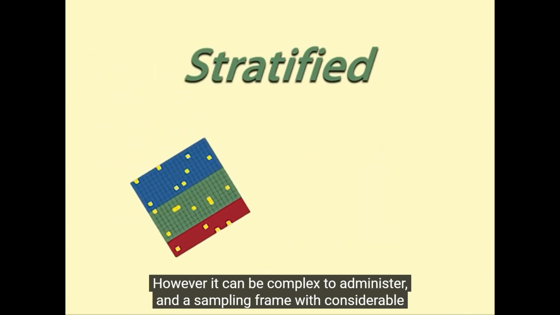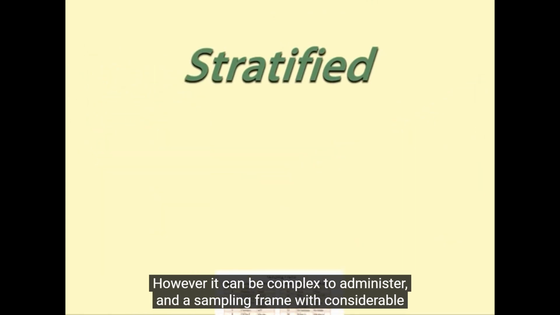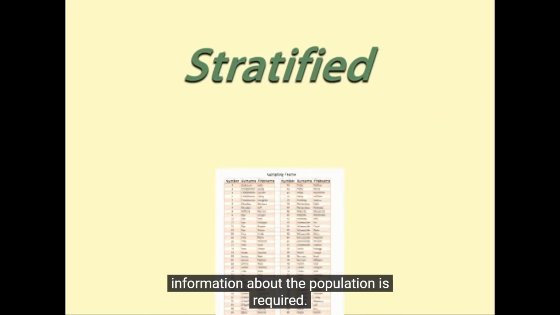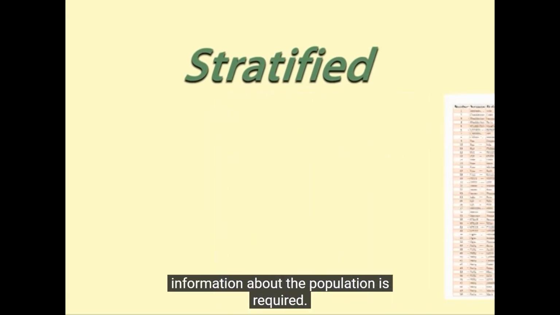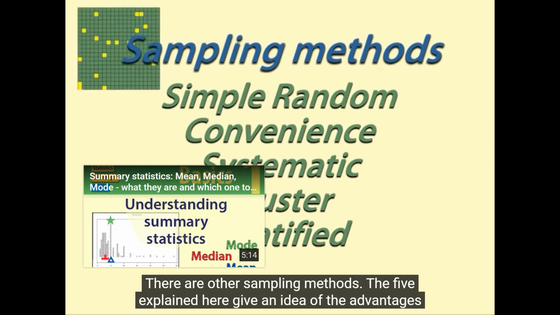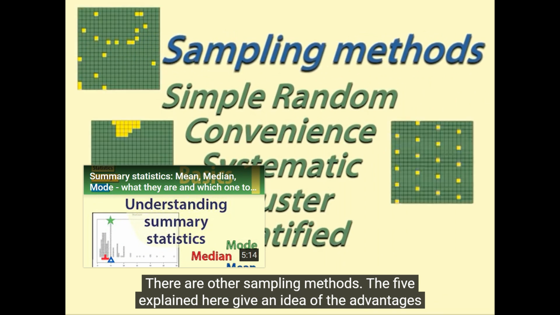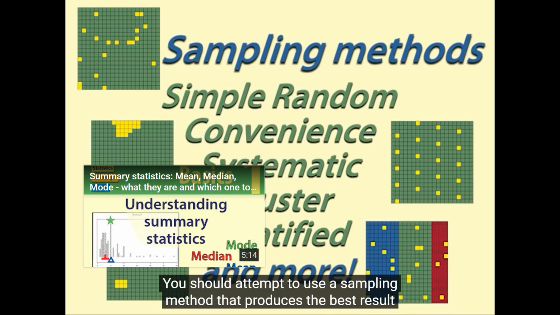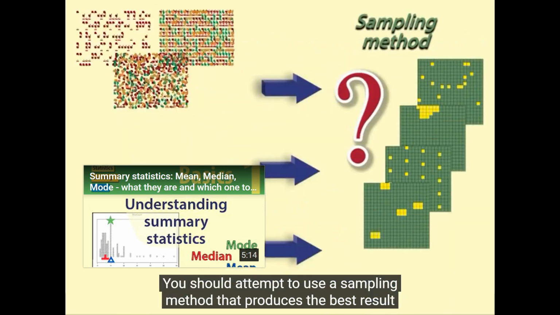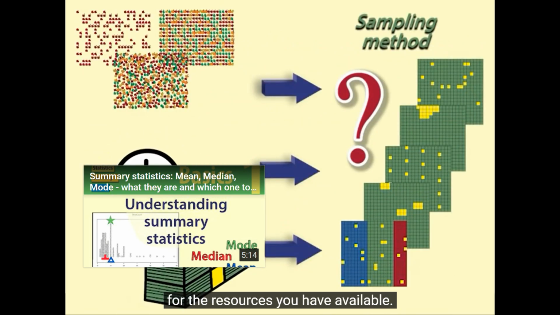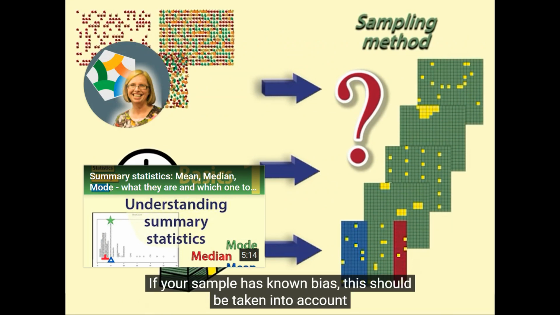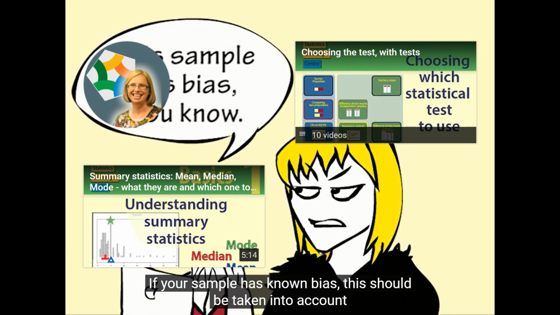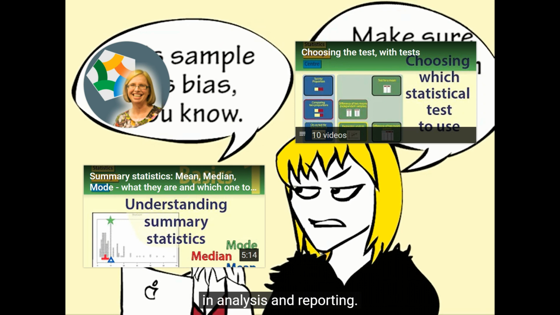However, it can be complex to administer, and a sampling frame with considerable information about the population is required. There are other sampling methods. The 5 explained here give an idea of the advantages and disadvantages of various methods. You should attempt to use the sampling method that produces the best result for the resources you have available. If your sample has known bias, this should be taken into account in analysis and reporting.